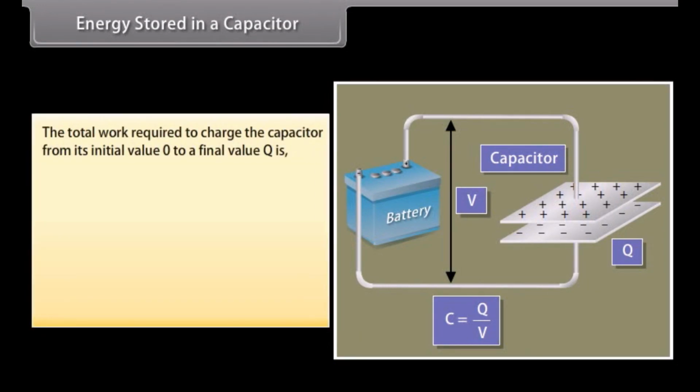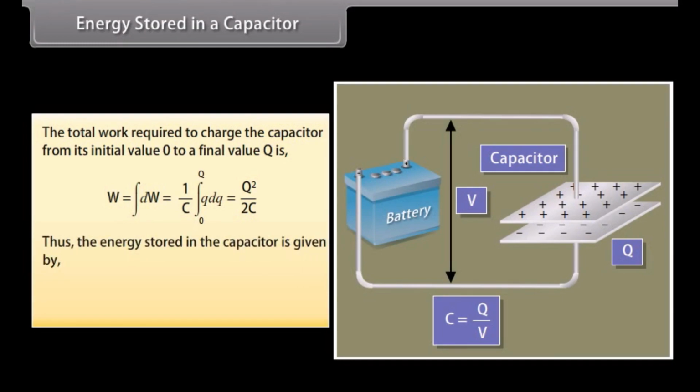The total work required to charge the capacitor from its initial value 0 to a final value Q is given by integration of dW. Putting the value of dW in the equation, we get W is equal to 1 upon C times the integration from 0 to Q of Q dQ, which equals Q square upon 2C. Thus, the energy stored in the capacitor is given by U is equal to 1 by 2 CV square.